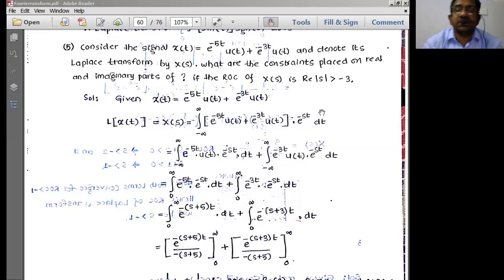So once again, let us start with this problem. Consider the signal x of t given as e to the power minus 5t into u of t plus e to the power minus 3t into u of t, and denote its Laplace transform by x of s. Then what are the constraints placed on the real and imaginary parts of the Laplace transform, and find out the ROC. Okay. So if the ROC of x of s is real part of s greater than minus 3, what is it that we are going to get?